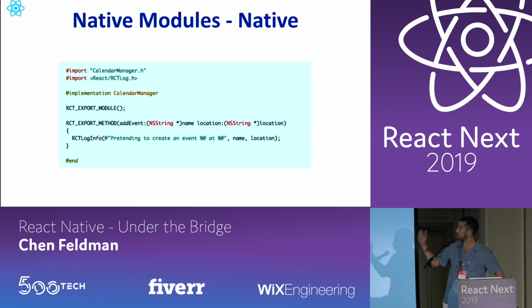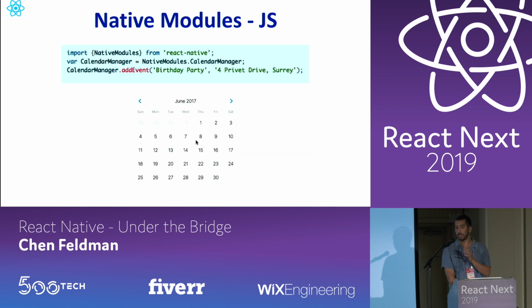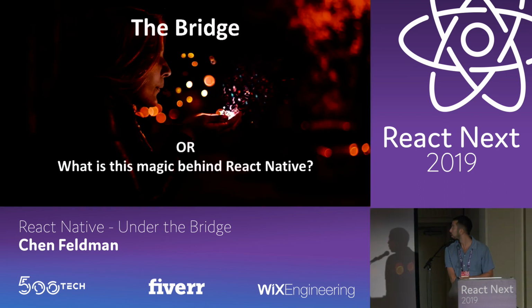Generally, you can just export a module, you can create a method and some other code. This is just a simple example. Here we have an addEvent function that we create that gets a name and a location on the native side, and then the way it will look on the JavaScript side is like that. You will import the calendar manager. You will use calendarManager.addEvent, writing only JavaScript, and then you will see the calendar. Very simple, and you know only JavaScript. But this is how it works behind the scenes.